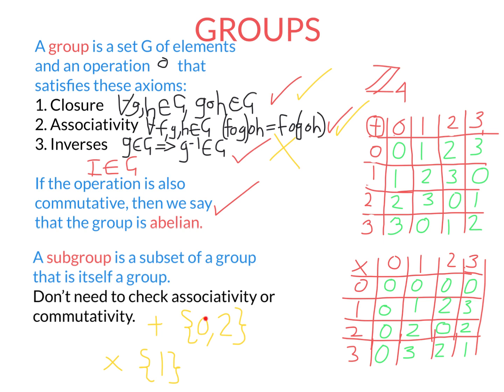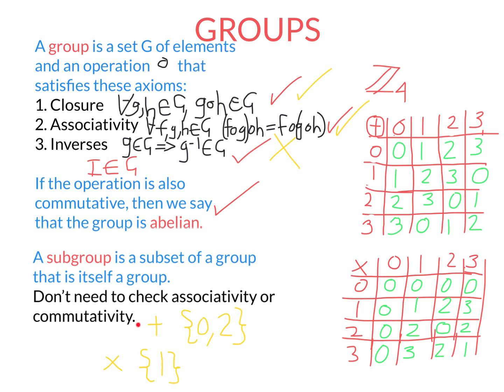Well, they're closed because 0 plus 0 is 0, 0 plus 2 is 2, 2 plus 2 is 0. If you add together any of these two numbers, as we see up here, you will get just those numbers. It's impossible to add together either of these numbers and get something outside this set. So they are closed. And they are their own additive inverses. 0 plus 0 is 0 in mod 4. 2 plus 2 equals 0, or is equivalent to 0 in mod 4. So that's why this forms a subgroup.